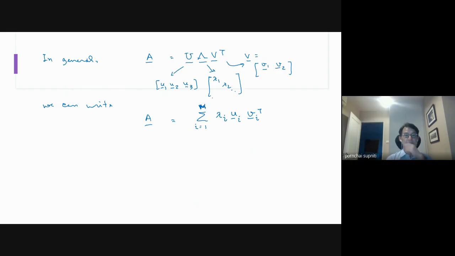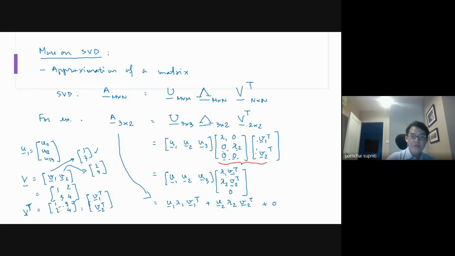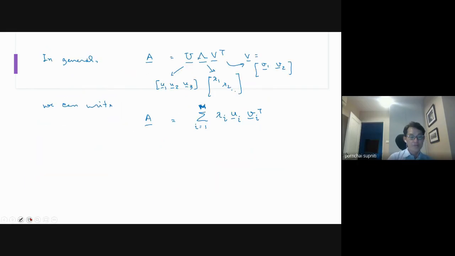If in the previous example M is larger than N, in that case you can just sum up to N. But in general, it's M or N, depending on which one is larger. So if you see the property of SVD in terms of this type of summation, don't get confused. This is what it is.